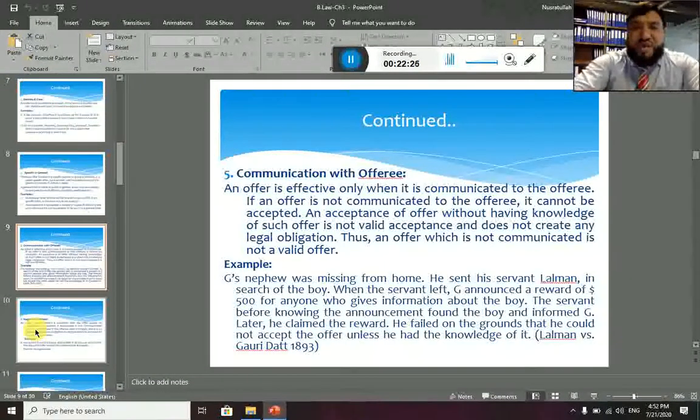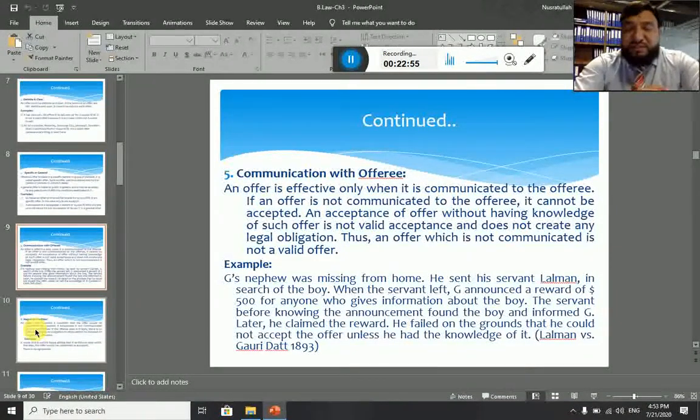Next one we have is communication with the offeree. An offer is effective only when it is communicated to the offeree. If an offer is not communicated to the offeree, it cannot be accepted. Acceptance of an offer without having knowledge of such offer is not valid acceptance, and does not create a legal obligation. Thus, an offer which is not communicated is not a valid offer.